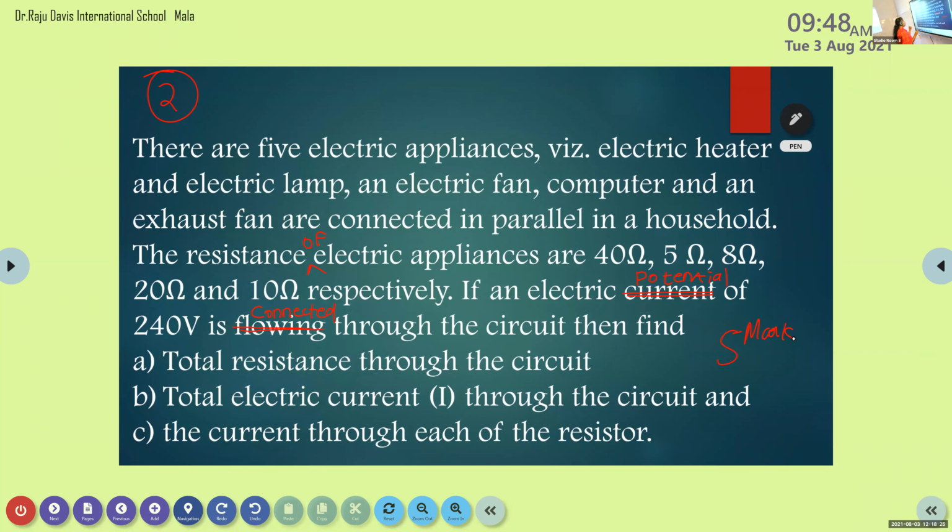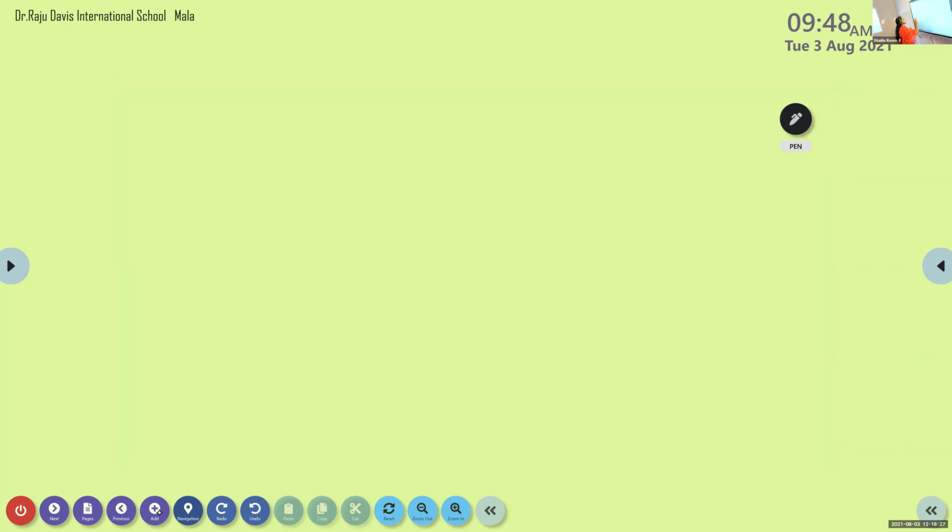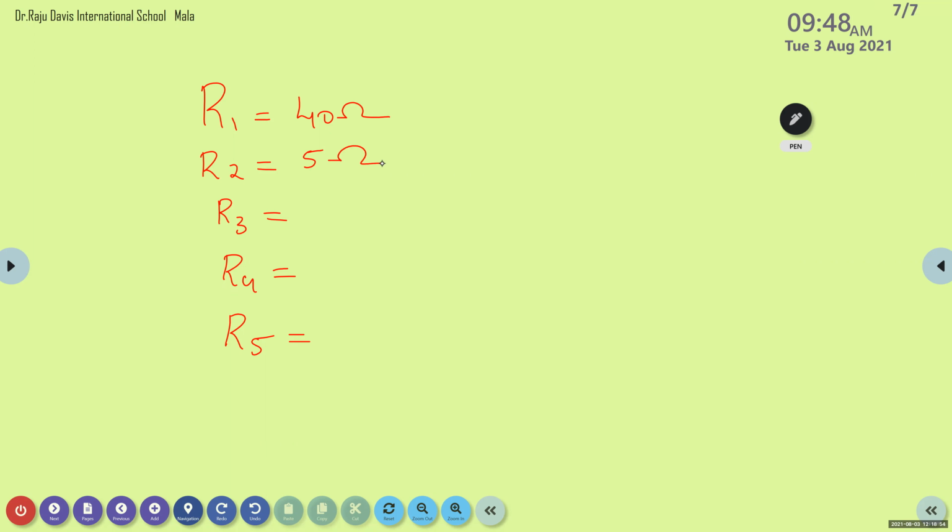Okay, so here we have 5 resistors. We can collect it here: R1, R2, R3, R4 and R5. Can you say the values? What about the value of the resistor R1? 40 ohm. R2, 5 ohm. R3, 8 ohm. R4, 20 ohm, is it 20?